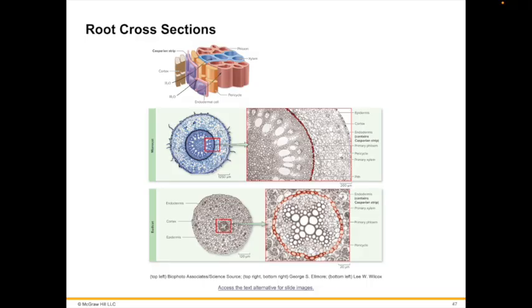If I were in your shoes, class, I would say please be sure to see these root cross sections in the chapter, figure 35.17. There's no A or B, though you can see them there.